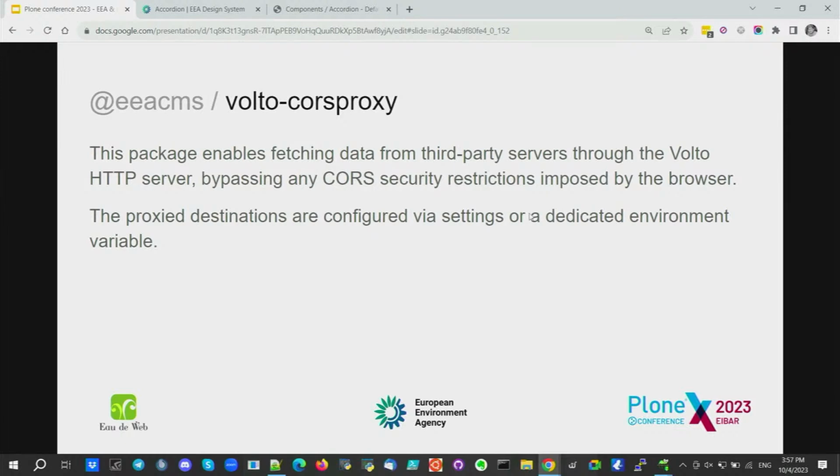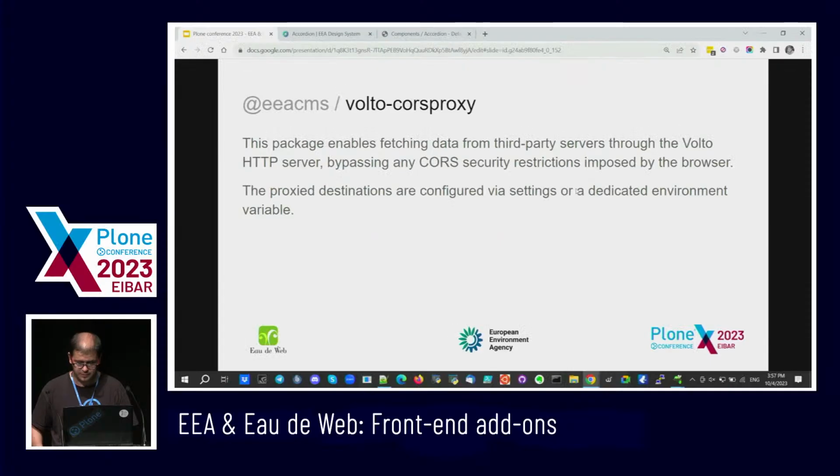Volto CORS Proxy. This package enables fetching data from third-party servers through the Volto HTTP server. It bypasses the CORS security restriction imposed by the browser. And you can configure this via settings or environment variables.